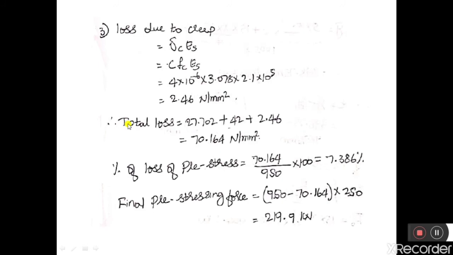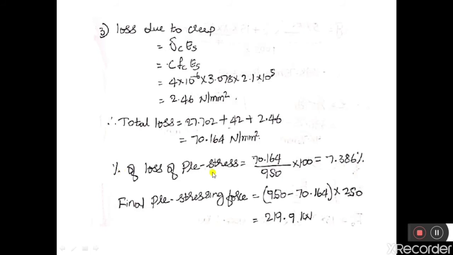Therefore total loss of prestress occurring in the cable is equal to 27.702. So 27.702 is the average loss of prestress occurring due to elastic shortening. So 42 is the loss due to shrinkage, and 2.46 is the loss due to creep of concrete. Therefore total loss is equal to 70.164 Newton per mm square.